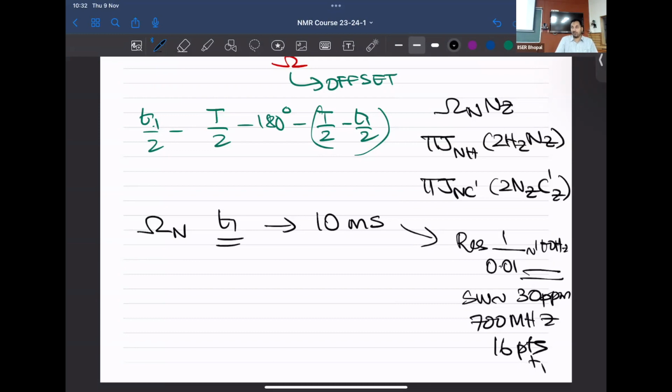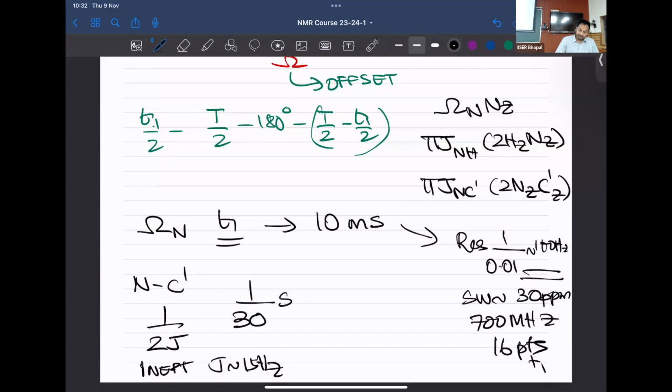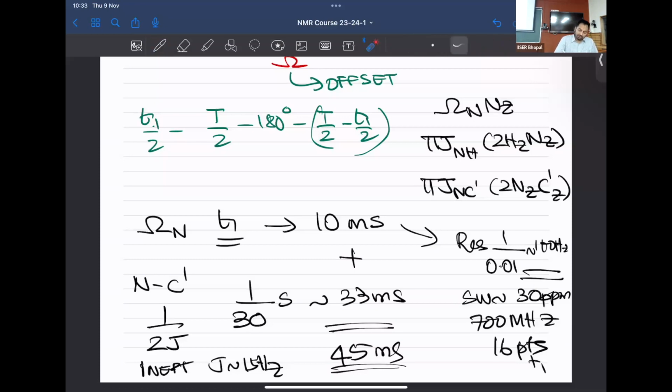That's one aspect which one of the person raised. But more importantly, if you want to transfer from N to C prime, you need to spend 1 over 2J for the INEPT delay. And the J for this is 15 Hertz for the N to C prime. Therefore, you got to spend 1 over 30 seconds, which is about 33 milliseconds. Both put together, you get 43 milliseconds, but you're spending about 40 to 45 milliseconds in this duration. Somehow, if I can incorporate this T1 evolution within this, instead of spending 43 milliseconds, I'll only spend 33 milliseconds. I save 10 milliseconds.